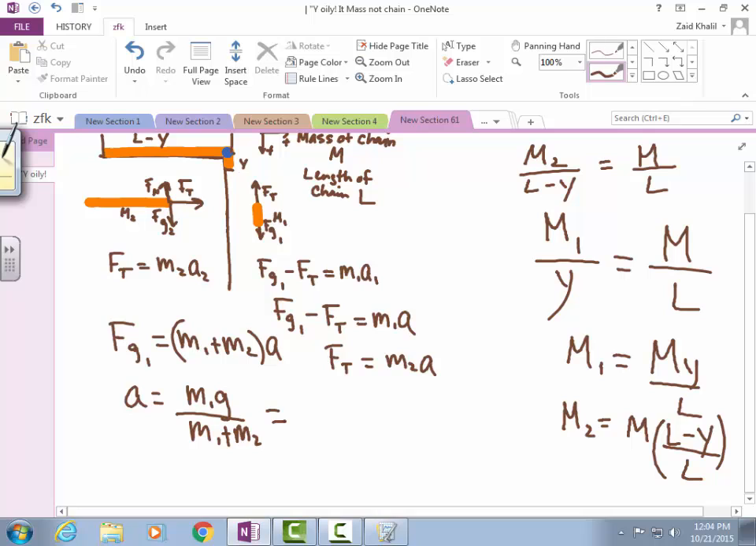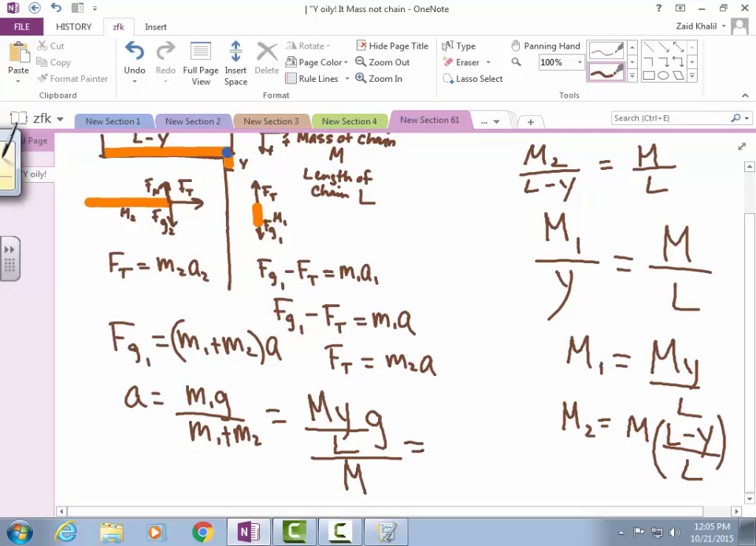And so then what do we get here for the acceleration? Times G over M1 plus M2. But what's M1 plus M2? And don't you dare plug that into that equation. Don't go and say it's Y over L times M plus, it's just M. That's right. How is it just M? Because M1 plus M2 is the entire chain. That's right, it's the entire chain.